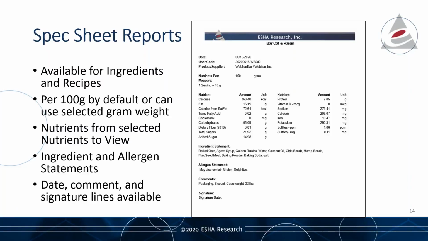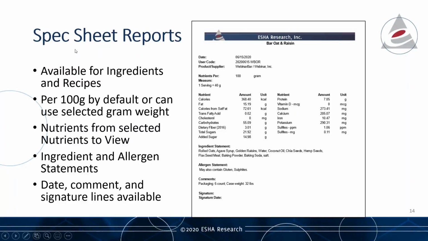They provide a clean and clear format. This is a really nice looking format here, and it gives you the product information that can easily be shared with others. This slide here is showing an example of the recipe spec sheet report. So it's by default showing information per 100 grams, but you can change that amount. And when you do, if you change the amount that's pulling in, it will adjust the nutrient values displayed on this report.